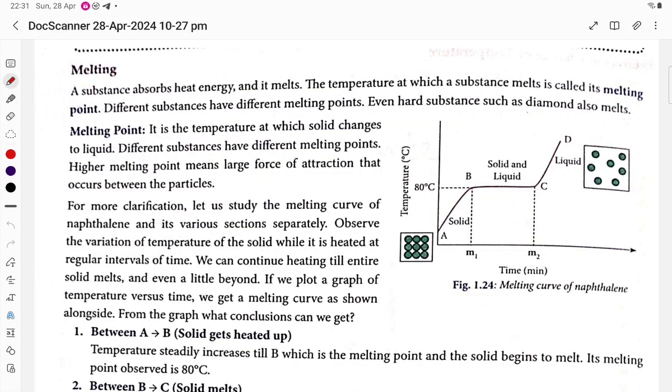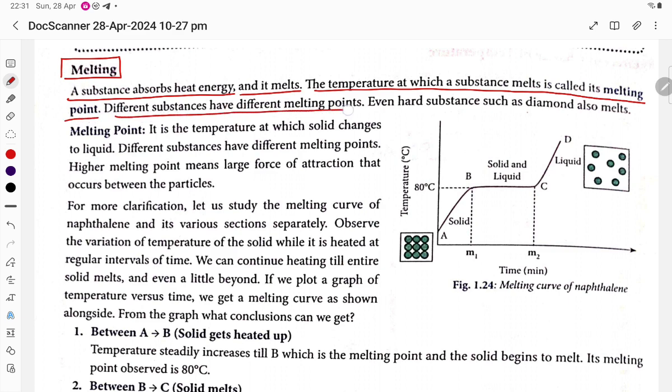Hi students, let's try to understand a new topic. We are going to study melting. What is melting and melting point? When a substance absorbs heat energy, it melts. The temperature at which a substance melts is called its melting point.